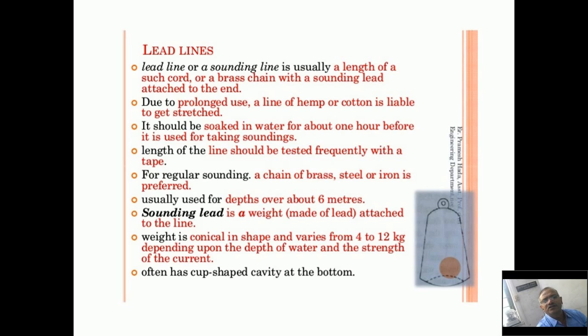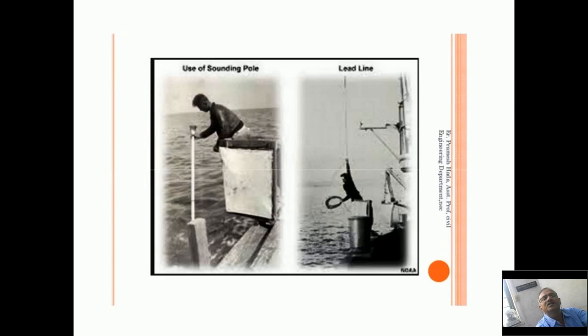So depending on the depth of the water and the strength of the water current, you have to decide the weight or the kind of the sounding lead. It often has a cup shaped cavity at the bottom. The advantage of having the cup shaped cavity at the bottom is you can procure samples of the bottom of that water body. In the former days, people were using tallow. It was fixed at the bottom of that lead line so that the soil particles will stick to that, and that can be taken for analysis or testing purposes.